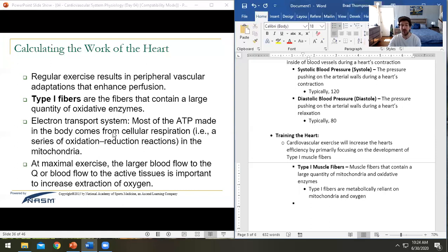So most of the ATP comes from cellular respiration, which is an oxidation reduction reaction, aka something that is kicked off by enzymes. Type 1, right? And so through extended durations of oxidative metabolism, the body will create more oxidative enzymes in response.